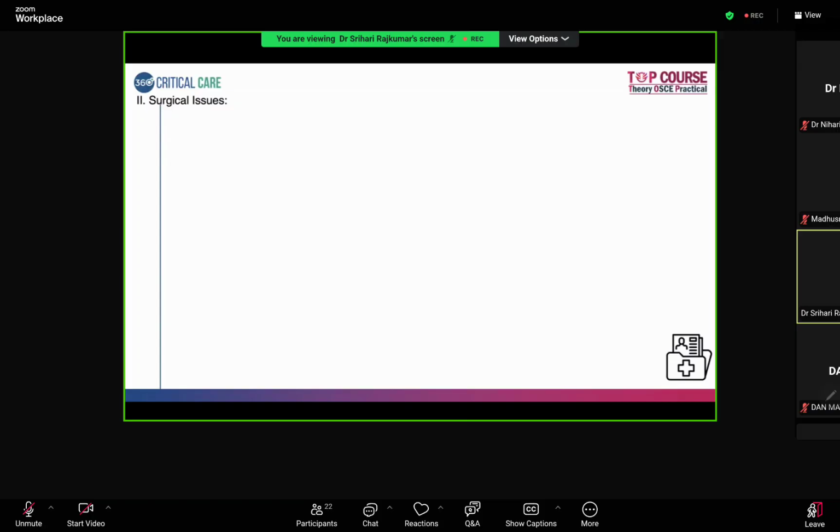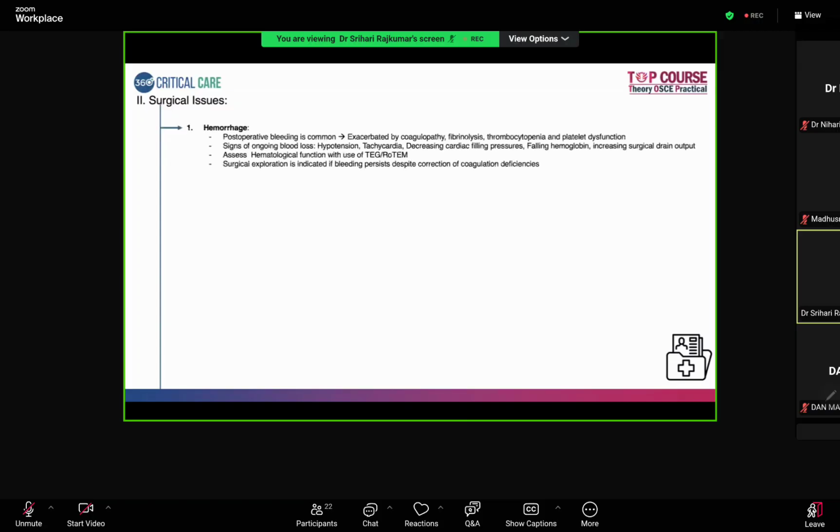So the next part is related to surgical issues. The commonest complication that we anticipate post-surgery, any kind of surgery, is hemorrhage. Post-operative bleeding is common and it is exacerbated by coagulopathy, fibrinolysis, thrombocytopenia, and platelet dysfunction. All this can occur in a patient who has a dysfunction of the liver. The signs of ongoing blood loss, most of you know: hypotension and tachycardia, decreased cardiac filling pressures, a fall in hemoglobin trend, or an increase in surgical drain output. Most of these can be identified clinically.